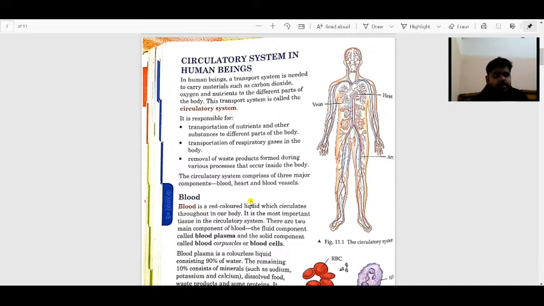Blood is something you would have seen when you got hurt while playing. Sometimes you have seen that blood comes out. Blood is nothing but a red colored liquid which is continuously flowing in your body.